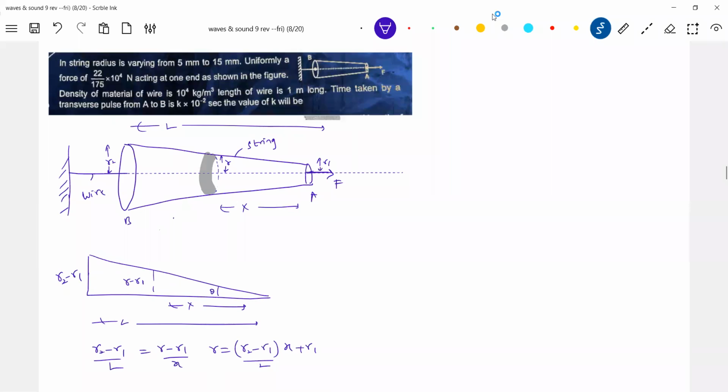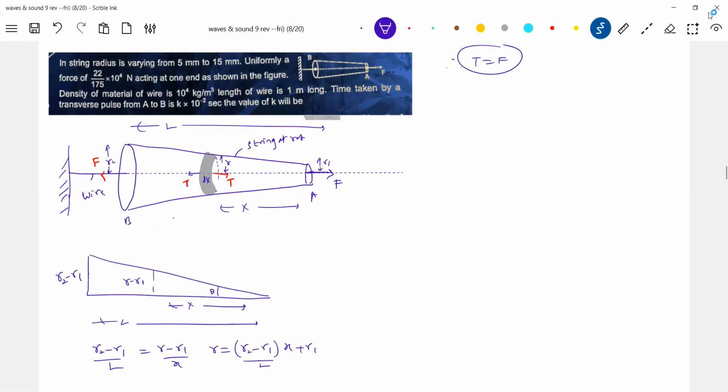Put x equals 0, radius is R1. Put x equal to L, radius will be R2. You can also do this problem for the time taken to propagate from B to A. Either way, it doesn't matter. So let this element be dx. What is the tension at that particular point? Let it be T, where this T should be equal to F. Any reason? Because what is the state of this particular string? String at rest, no? So therefore T is equal to F. This is the one important thing.